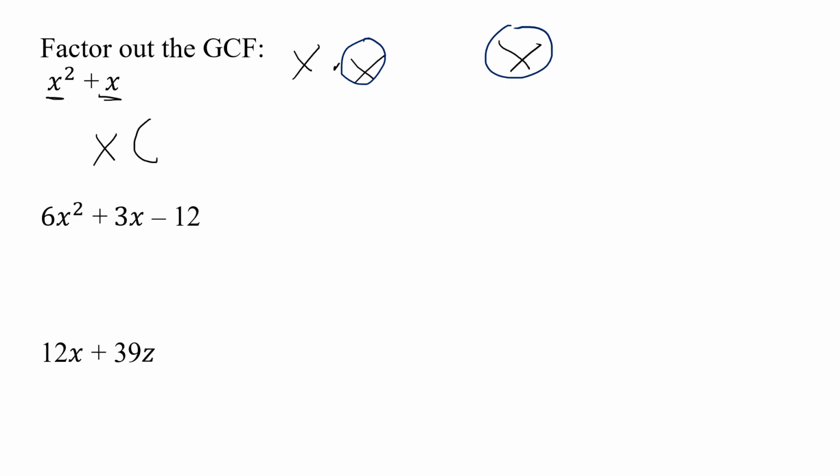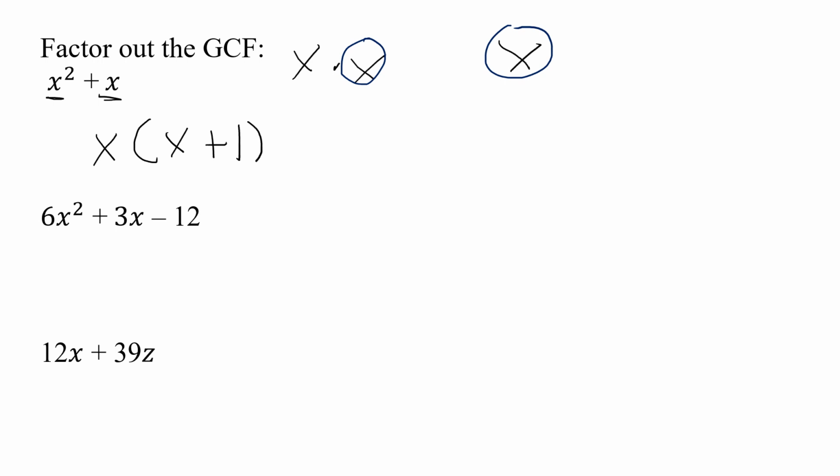Well, it's x squared over x. x squared over x is just x. And then plus x over x. Well, x over x is just 1. So when we factor an x out of this, we take an x to the front, and then we have x squared divided by x, which is just x, and then x divided by x, which is just 1. So we took an x away from this first term, and we took an x away from the second term.